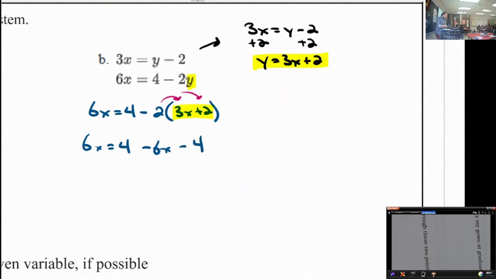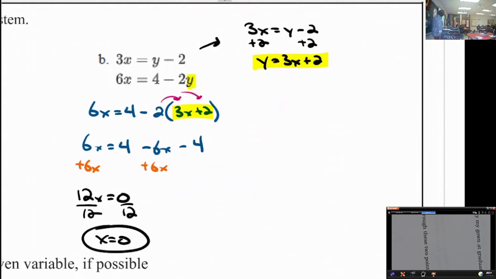This is the kind of question that you might think has no solution, but it totally does. If you add the 6x to both sides, while combining like terms, what you get is this bizarre equation, 12x equals 0, which a lot of people will say has no solution. It totally has a solution. What number do you multiply 12 by to get 0? 0. If you divide 12 on both sides, you get the same thing. It's x equals 0.